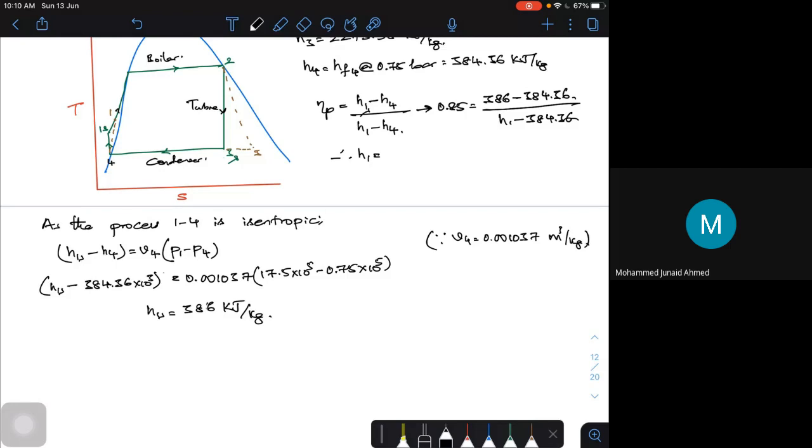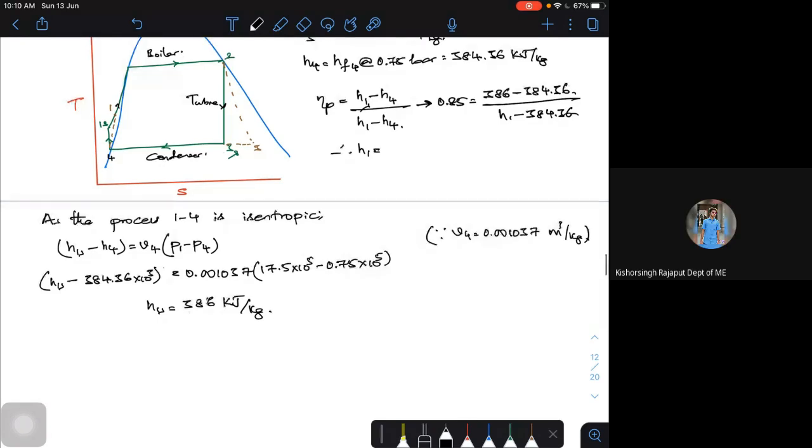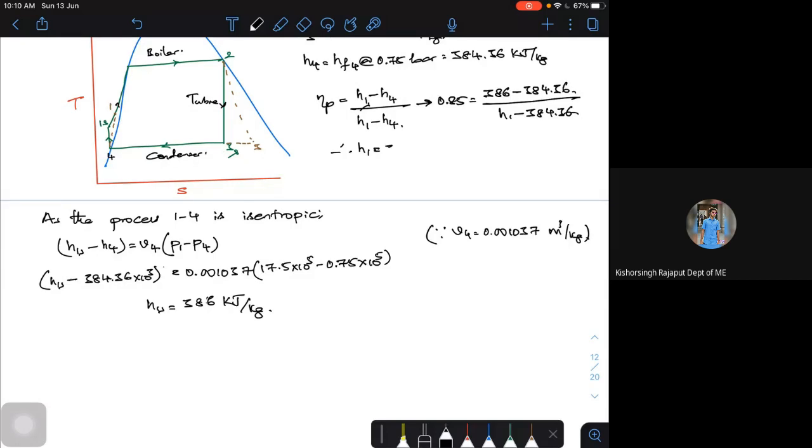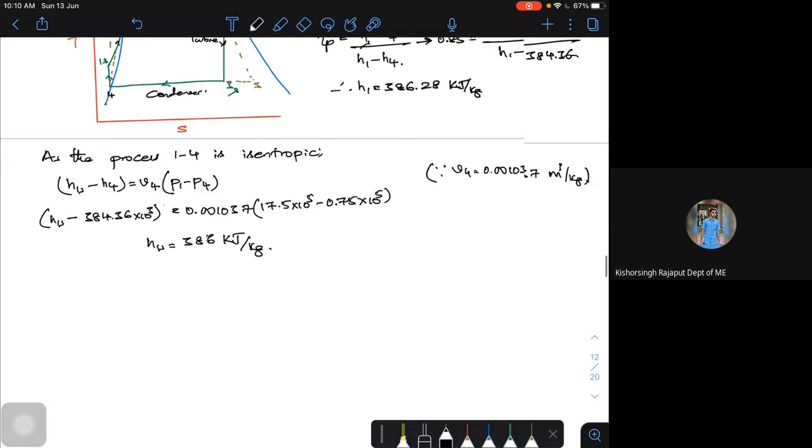What is the value of H1? I want you people to calculate rather. 386.28 kilojoules per kg. Okay. Now, what is your pump work?